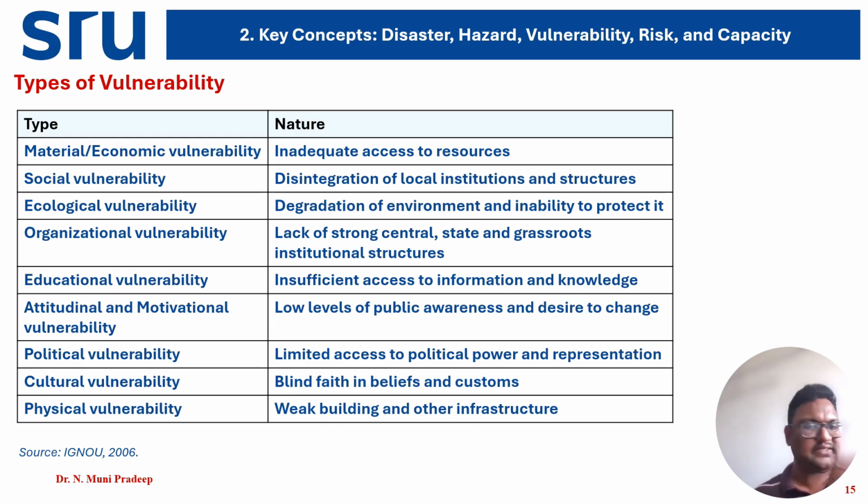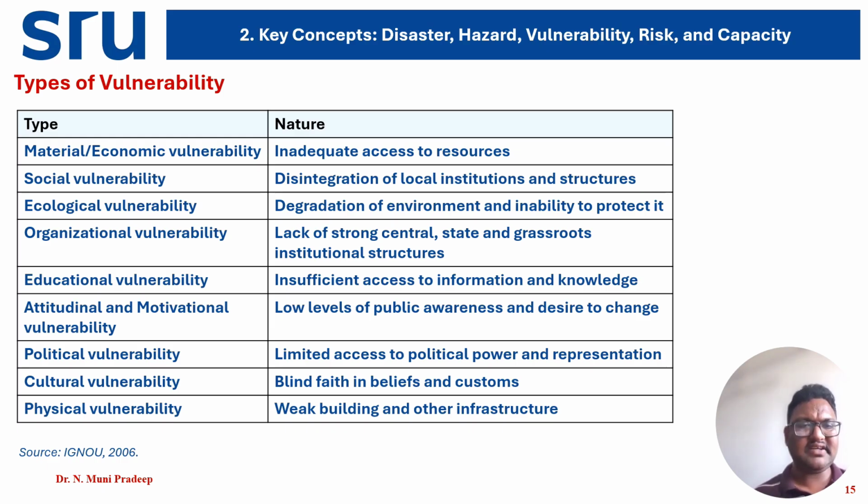Second category, that is social vulnerability. This vulnerability refers to the disintegration of local institutions and local structures. Communities with strong social bonds, active neighborhood groups, functioning panchayats and mutual support networks recover very fast from disasters because they help each other, acting together. The communities that are socially fragmented are far more vulnerable because they are highly affected, as they don't have any support system from the community.